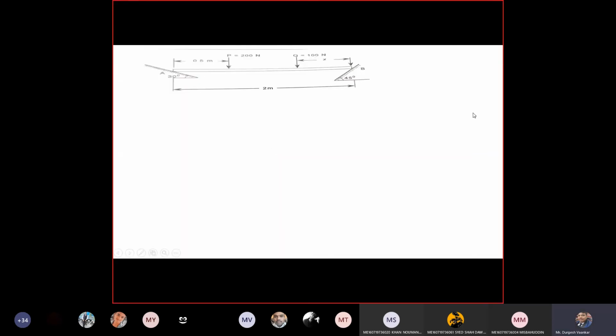Try to understand this. I will draw its free body diagram. Now, how can we draw it? This one is your plane. See here, something is there. All of you try to understand this point. This one is your 30-degree plane.